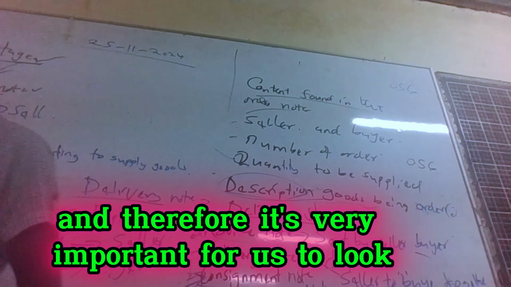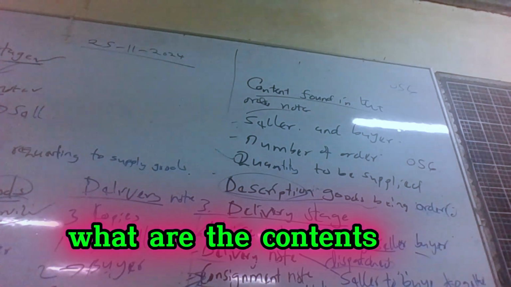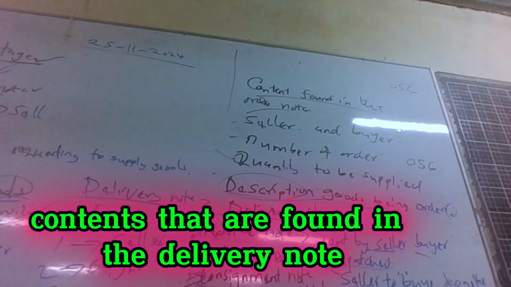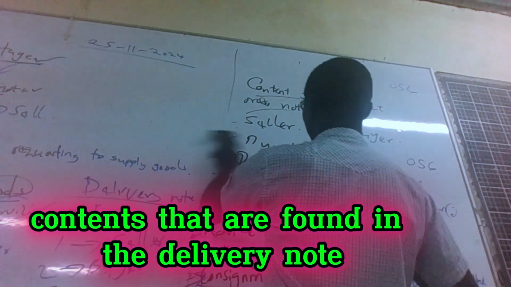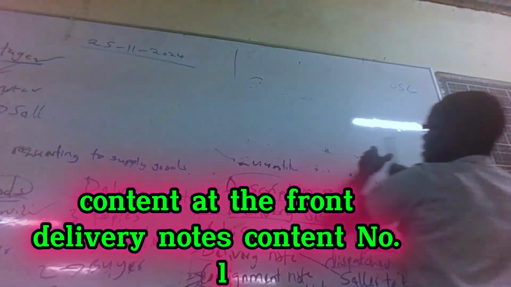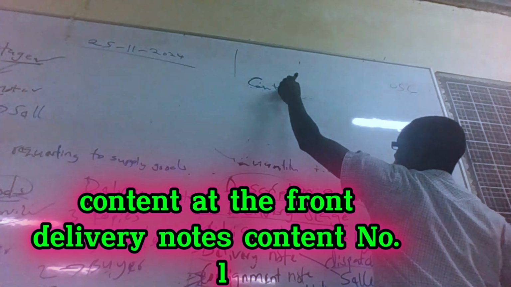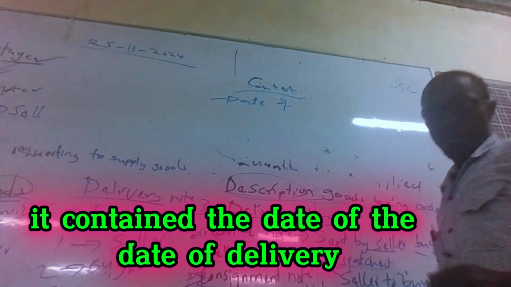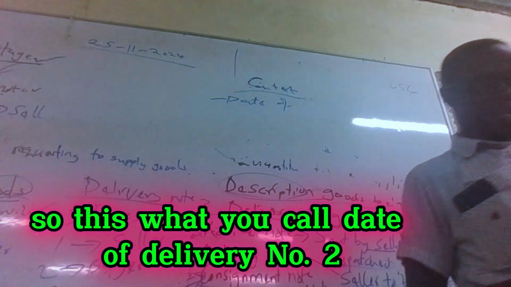Therefore, it's very important for us to look at the contents that are found in the delivery note. Content number 1, it contains the date of delivery.